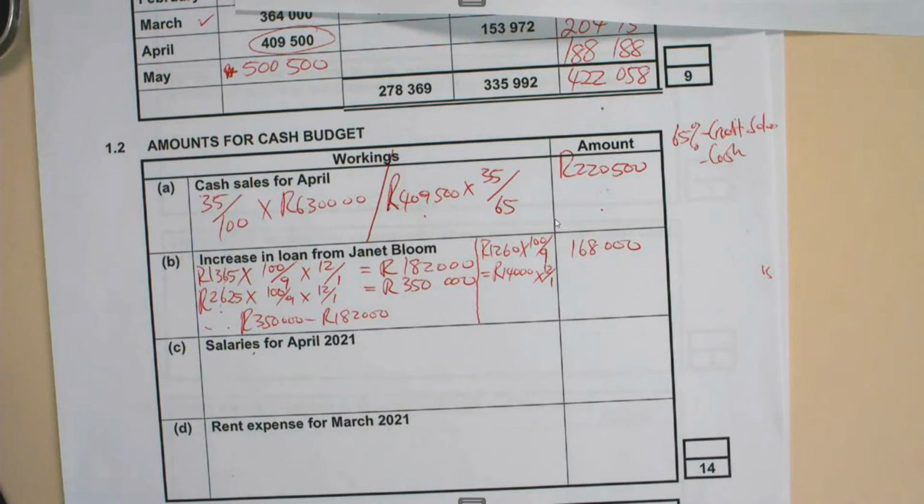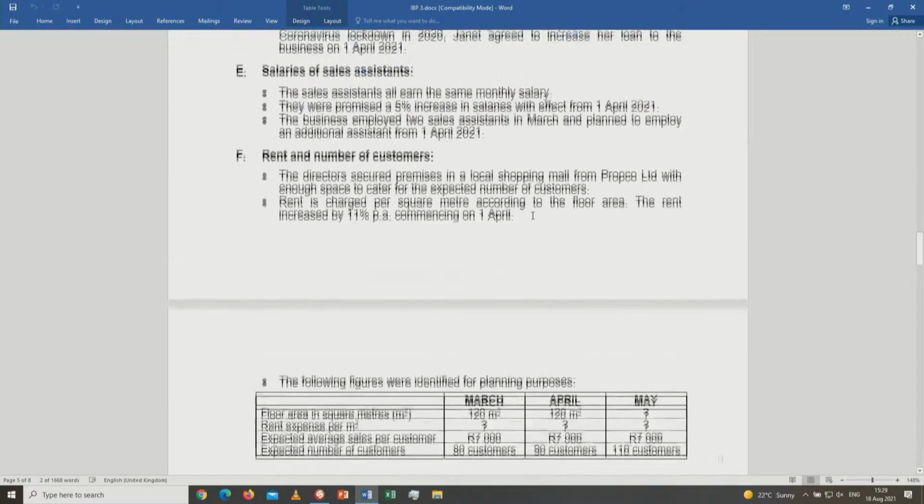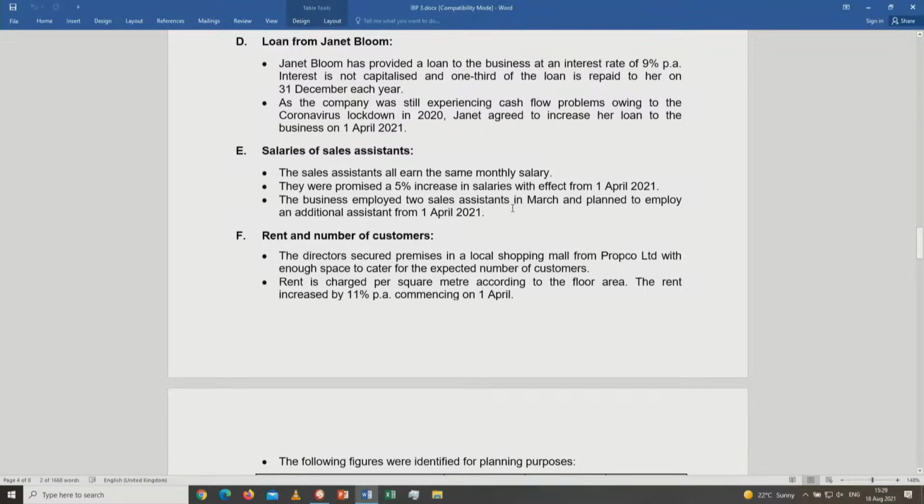Right. Now, let's look at C. C says here, salaries of sales assistants. See information E. The sales assistants all earn the same monthly salary. They were promised a 5% increase in salary with effect from 1 April 2021. With effect from 1 April, meaning at the end of April, their salaries will have an increase of 5%. The business employed two sales assistants in March and planned to employ an additional assistant from 1 April 2021.